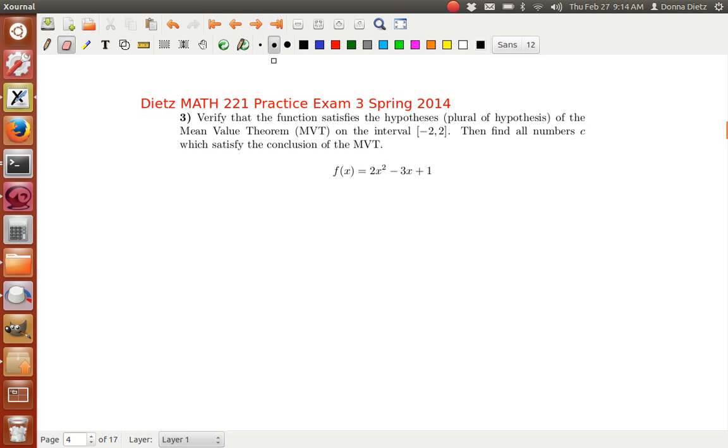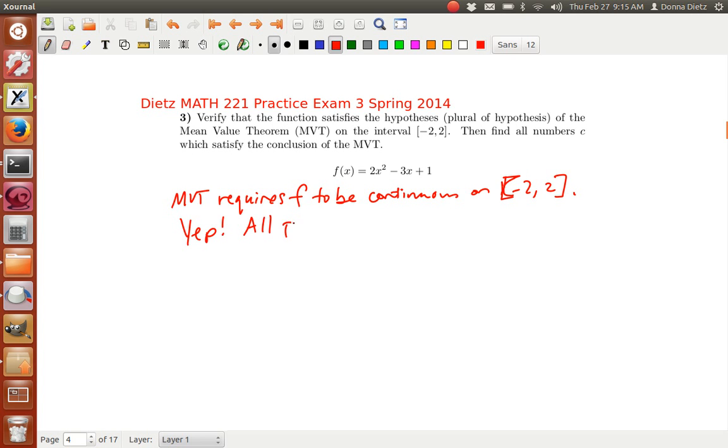First of all, f has to be continuous, and since this is an explicit question about theory, you have to show that you understand the theory. Mean value theorem requires f to be continuous on -2 to 2. Yep. All polynomials are. Right, so check, we got that box.